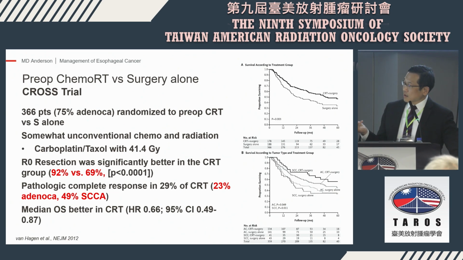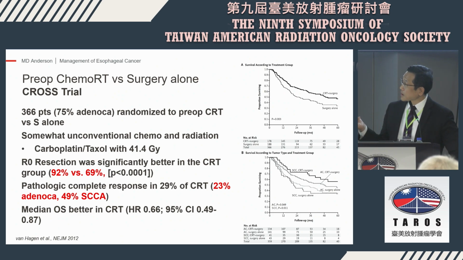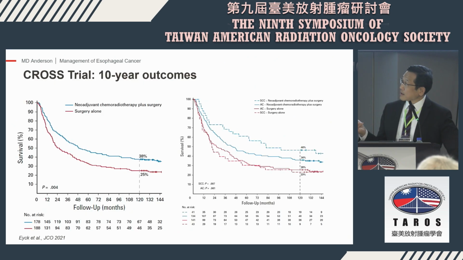Of course, the primary endpoint is overall survival, showing a benefit of incorporating preoperative chemoradiation compared to surgery alone. This is the 10-year outcome of the CROSS trial, showing a sustained survival benefit in patients with preoperative chemoradiation compared to surgery alone. You can see here that this benefit extended mostly to squamous cell carcinoma. So squamous cell carcinoma patients did much better using this regimen compared to adenocarcinoma. However, both of these groups benefit compared to surgery alone.